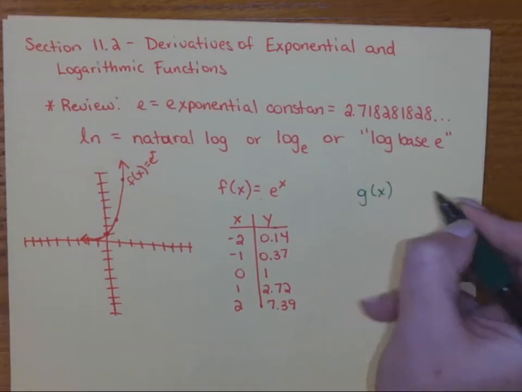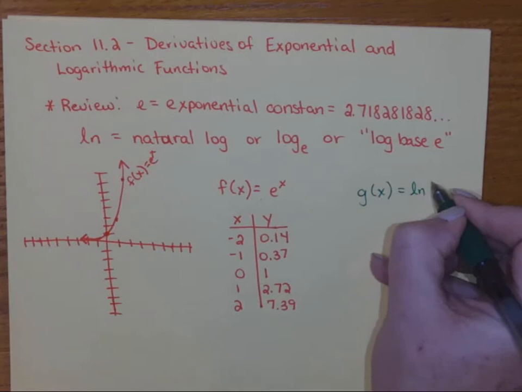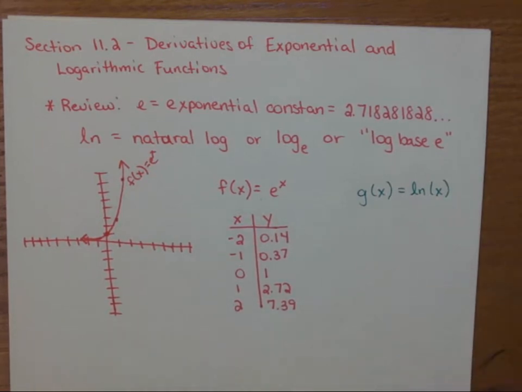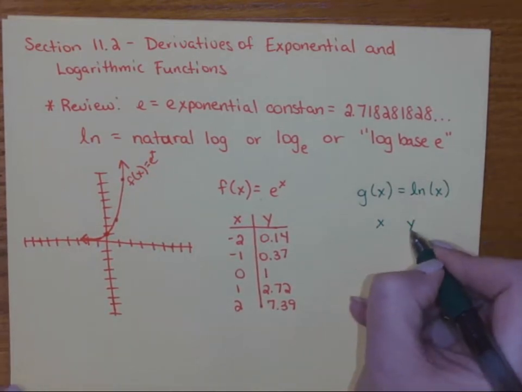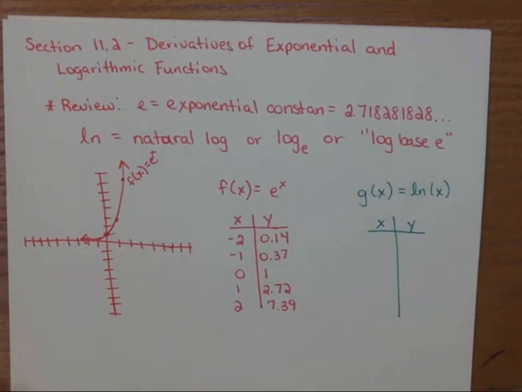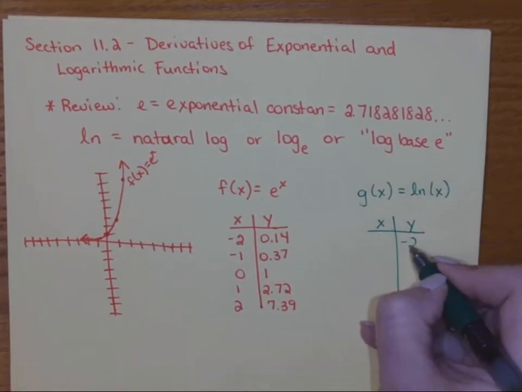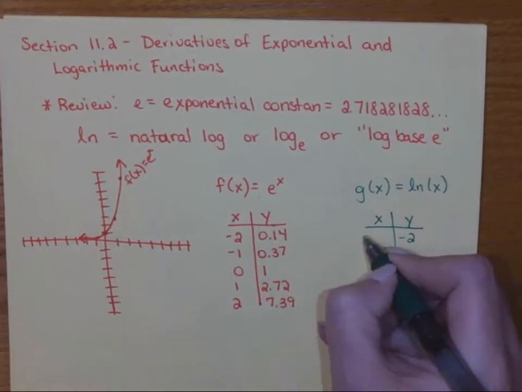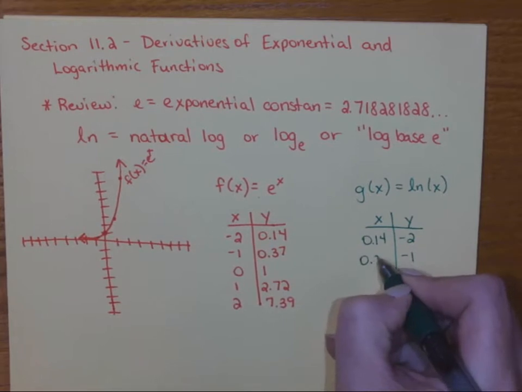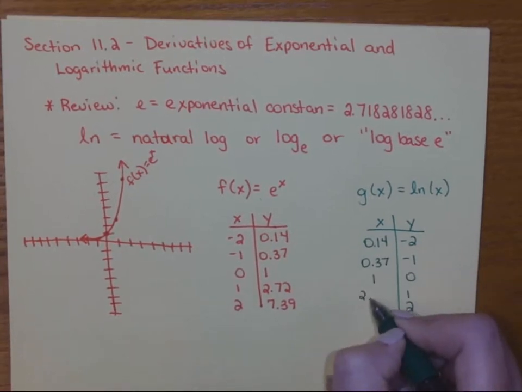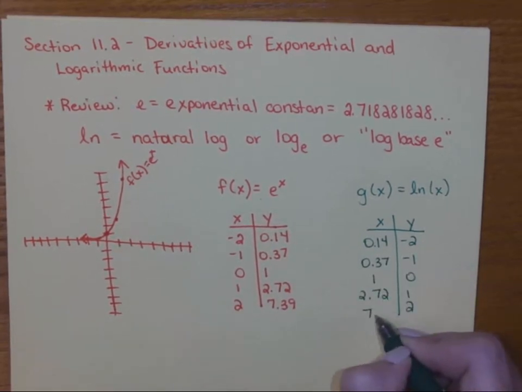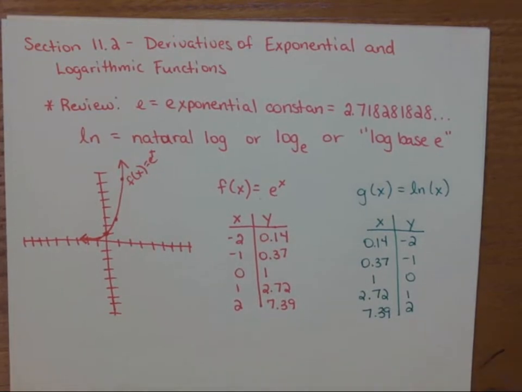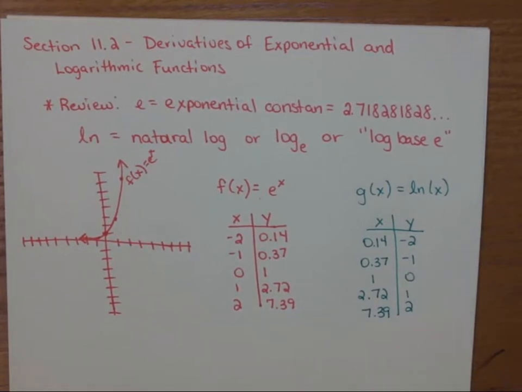So let's contrast that with the natural log of x. Now, inverse operations are operations where we have flipped x and y. Okay, so all that means is, notice all the x's are going to move over to the y column, and vice versa. Okay, that's the definition of inverse. So if you use your calculator and you find the natural log of 0.14, you will get about -2. About, because this is a rounded version.